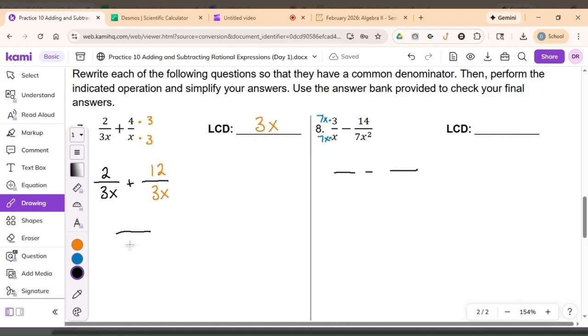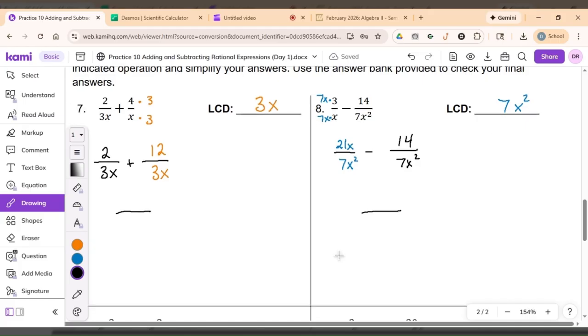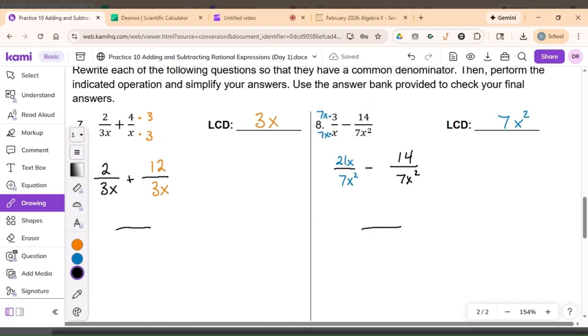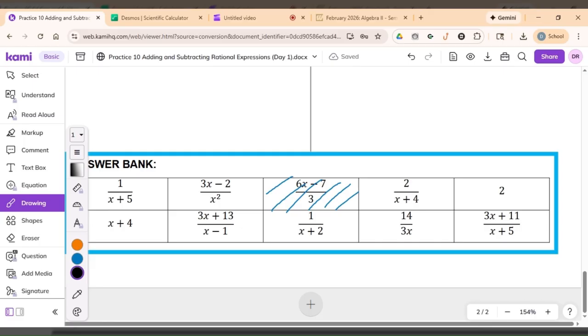So when we do that, the numerator here is going to be a 21x. 7x times x, there's your 7x squared. The second fraction stays the same, so it's minus 14 over 7x squared. And that's how we chose our common denominator. Now both denominators say the same thing. You're ready to move on. So keep working from there. Okay, and this one does reduce, so you'll check in the end what that could be.